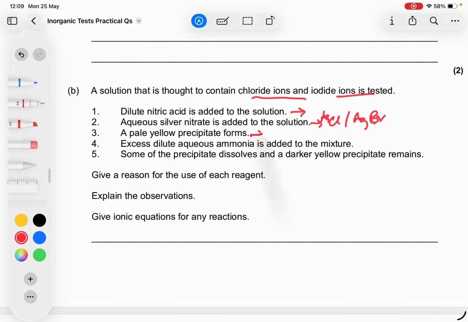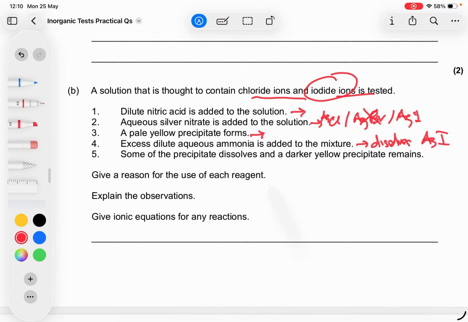A pale yellow precipitate forms. That could be a mixture of 2 precipitates. Actually I just realized it's iodide, so it won't be bromide. So if it's a pale yellow precipitate, that means there's a mixture of silver chloride which is white and silver iodide which is yellow. So we've got a mixture here. Excess ammonia is added which dissolves the white precipitate of silver chloride, and some of the precipitate dissolves and the darker one remains.